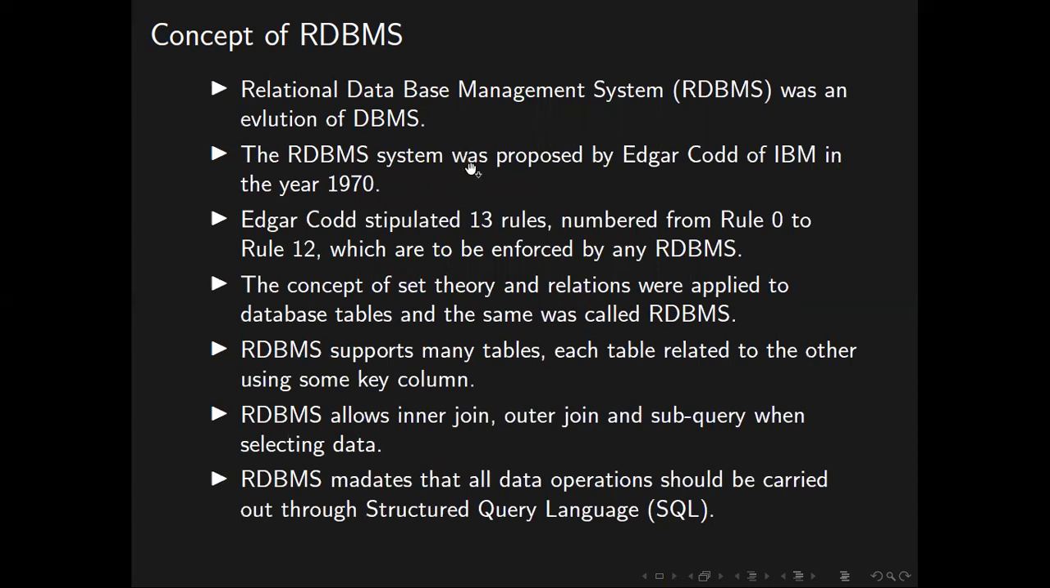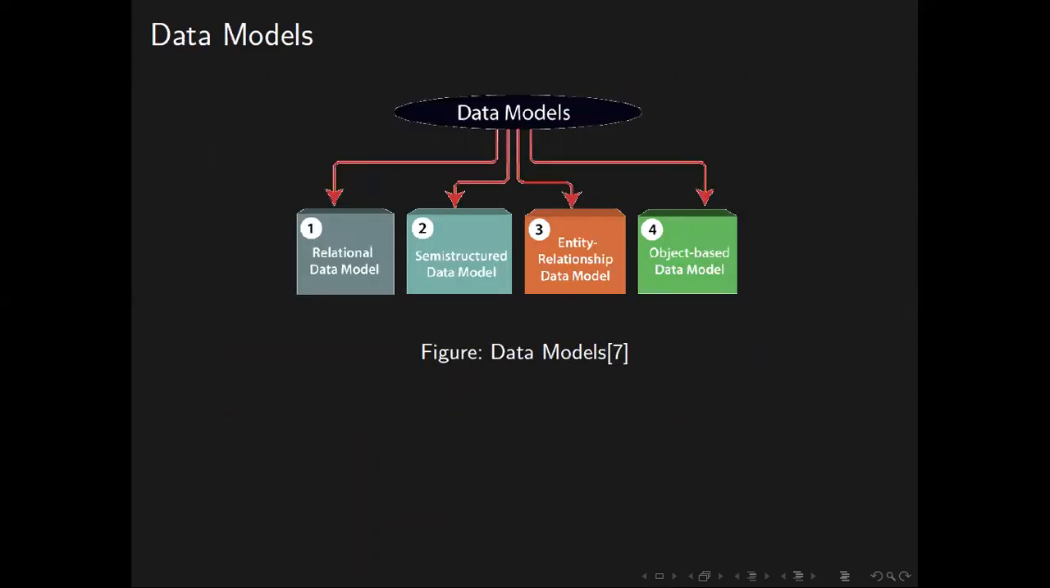RDBMS. Okay, Edgar Codd. Then I think we have come up to this. Edgar Codd has proposed 13 rules, numbered from 0 to 12. They are called Codd's rules. There are 13 rules.